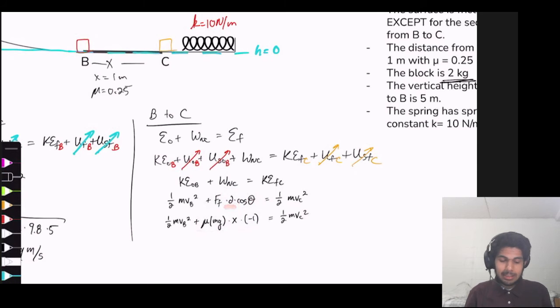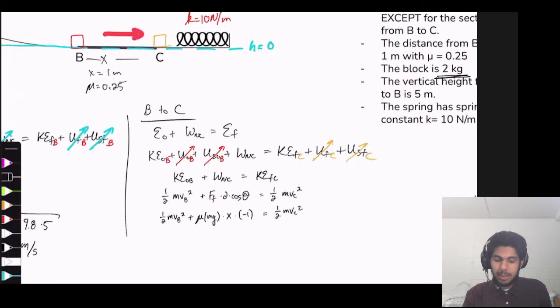D is the distance that this force is being applied for, so that goes from B to C, and we denoted that as x. Theta is the angle between the direction of motion and the force vector. The direction of motion is to the right, and friction opposes that direction of motion, so that's to the left. That angle is 180 degrees, so cosine of 180 degrees is -1. So that's how we did that simplification there.